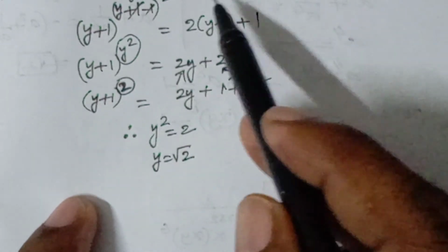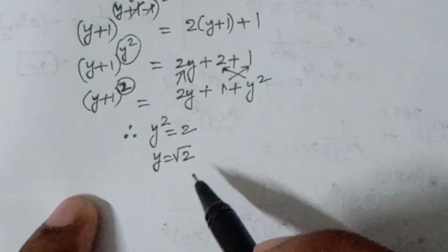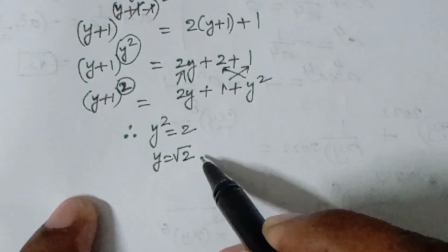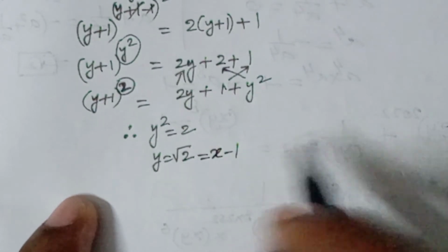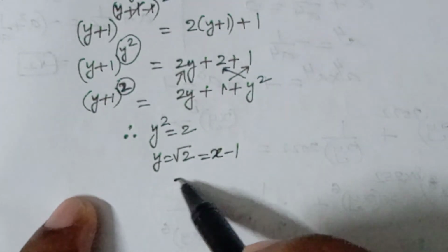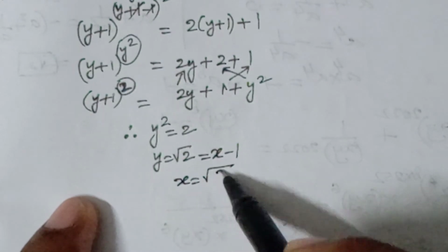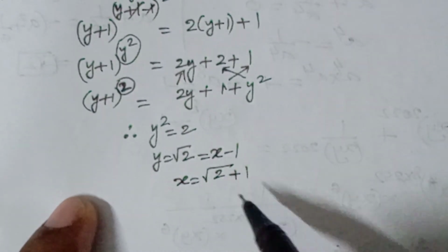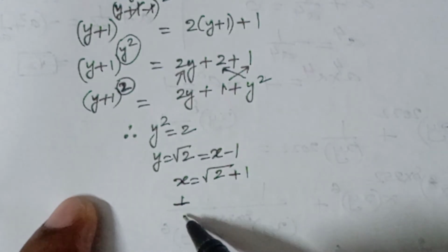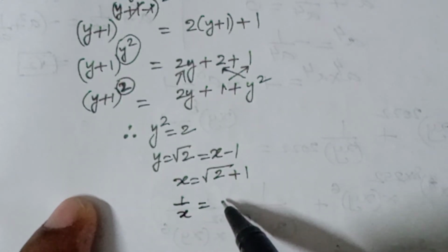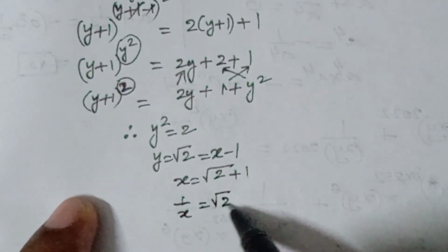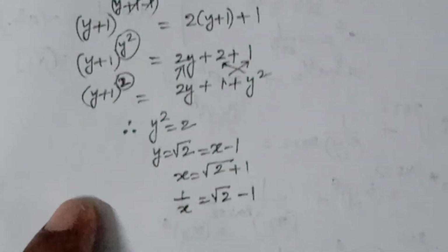So already we took y is equal to x minus 1. So here root 2 is equal to x minus 1. So x is equal to root 2 plus 1. Then 1 by x is equal to the reciprocal of this, which is root 2 minus 1.